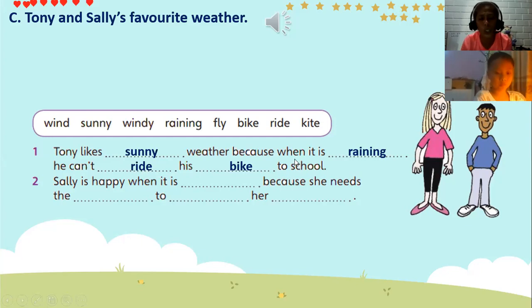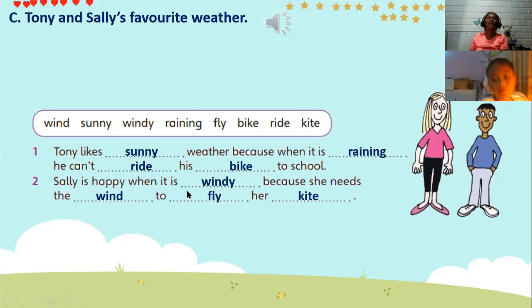Okay, how about number two? What's your answer? Sally is happy when it is wind. Okay, Sally is happy when it is? Wind. It is windy. Again. Windy. Okay, continue because? Because she needs the wind to? To fly her kite. Very good. Okay, so I will tell you the answer. Okay, that's the answer. You read it back. You read it again.